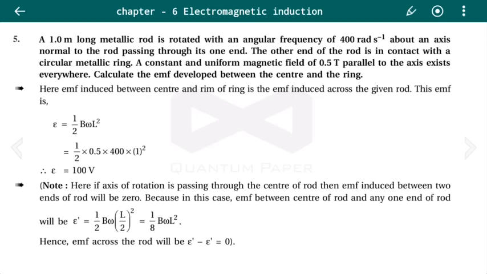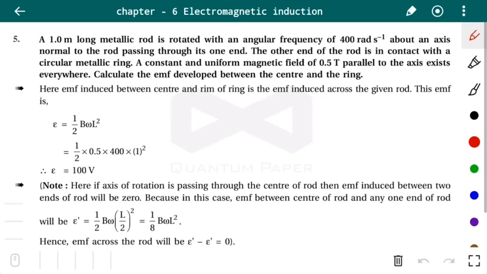The other end of the rod is in contact with a circular metallic ring. A constant and uniform magnetic field of 0.5 Tesla parallel to the axis exists everywhere. Calculate the EMF developed between the center and the ring.